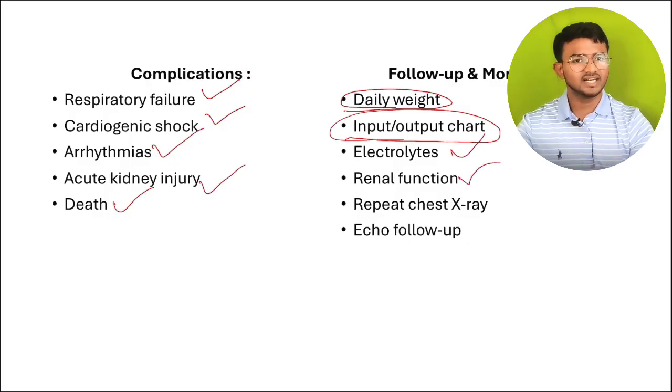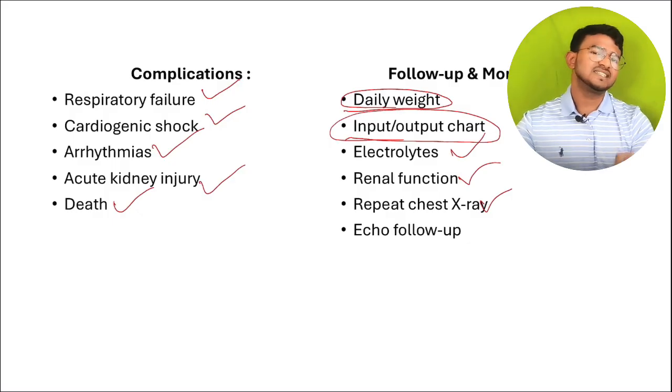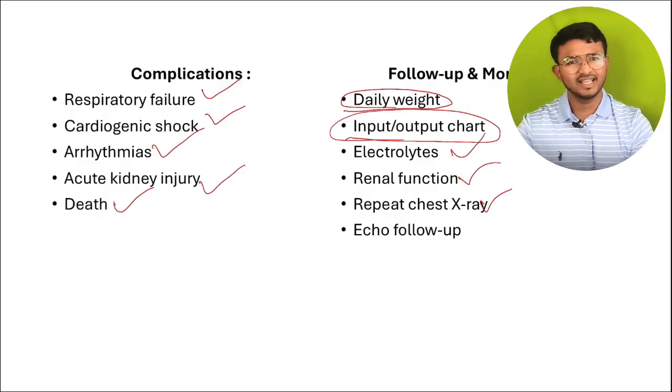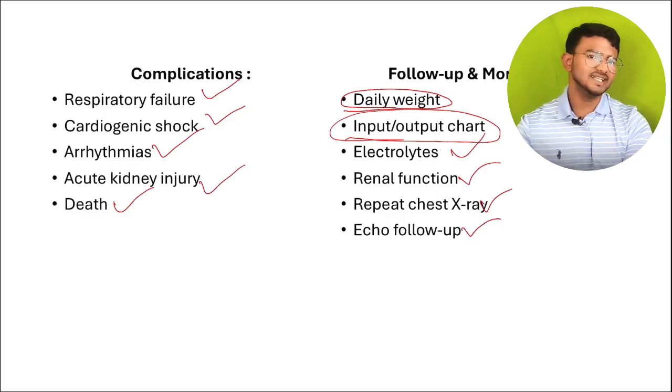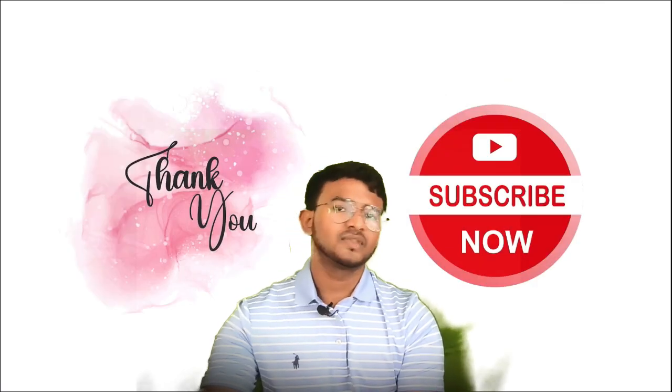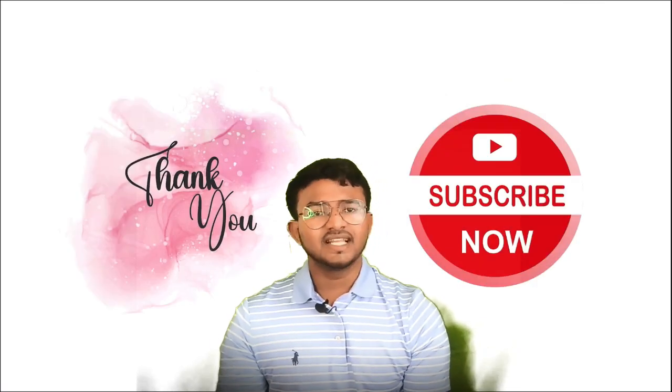Next, we have to check renal function tests, and we have to repeat the chest x-ray. If the patient is not drinking or smoking, then we check after 6 weeks. If the patient is a smoker, we have to check every 3 weeks or 2 weeks. Okay. And we have to do echo follow-up if the patient has congestive heart failure. Okay. So these are the things in pulmonary edema.